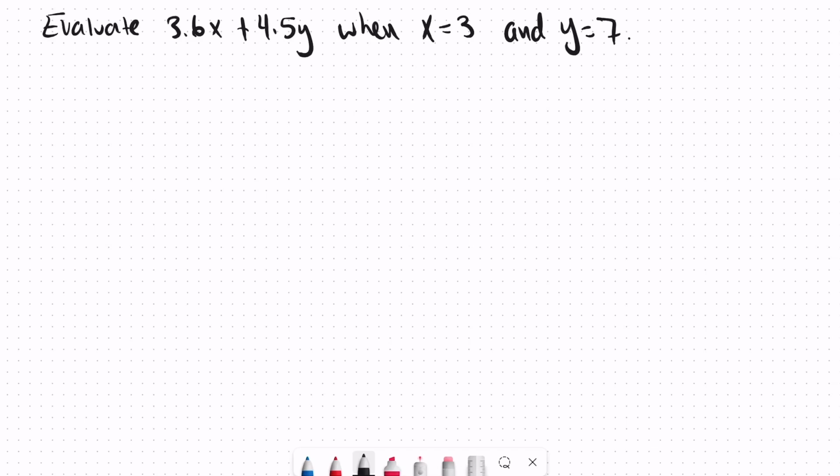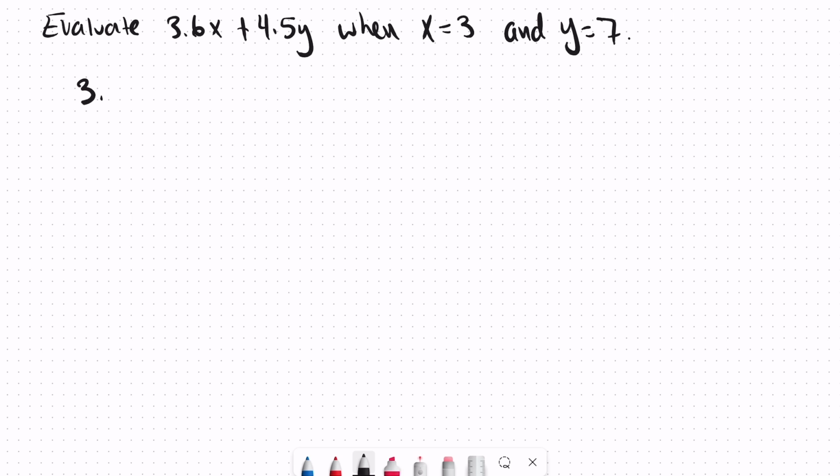All right, guys. So in this lesson, we're going to go ahead and write and evaluate expressions. So let's go ahead and start with the first one here. Evaluate 3.6x plus 4.5y when x is equal to 3 and y is equal to 7. So what we need to do here is just substitute the x and the y into the expression.